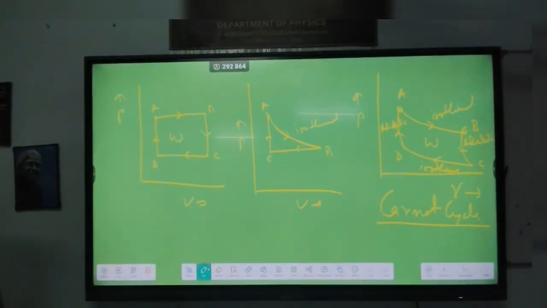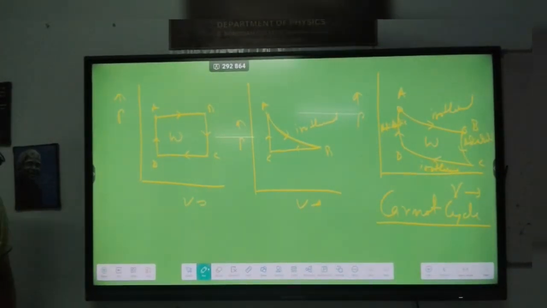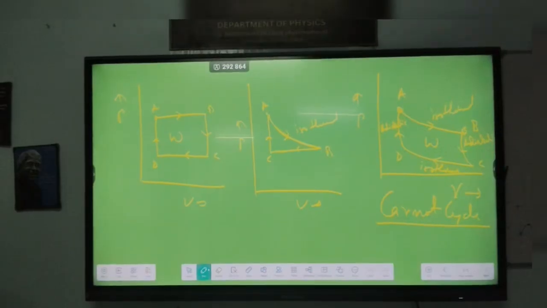So last class I discussed how a heat engine works. A heat engine basically works in a cycle.